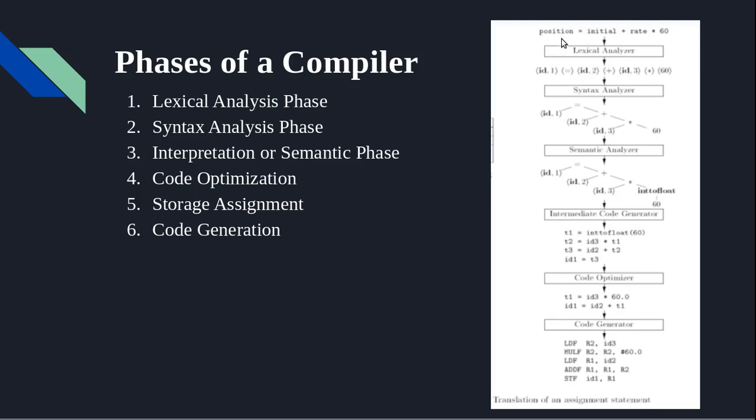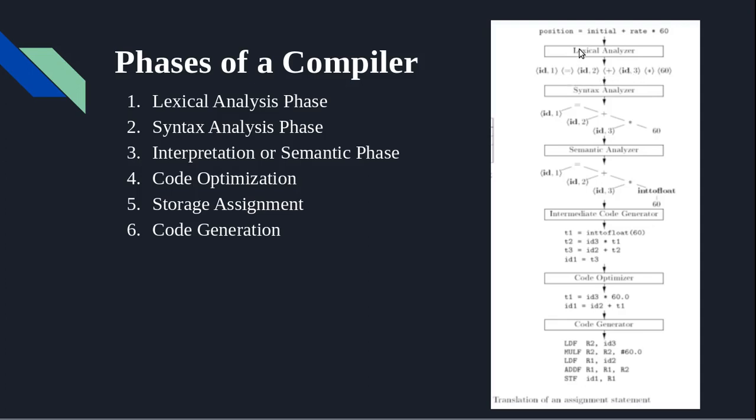Tokens are nothing but the basic elements of our source program. When you look into this particular source program statement, it contains 3 variables: position, initial, and rate. It contains 3 operators: one assignment operator and 2 arithmetic operators. Then we have one constant. So the lexical analyzer will convert this particular statement into a sequence of tokens like this.